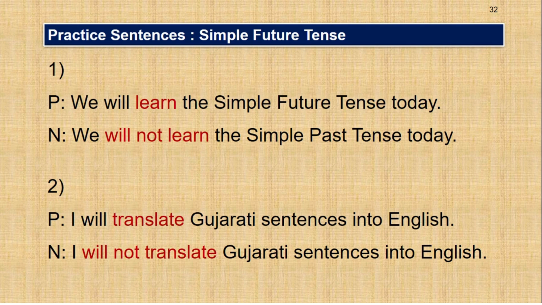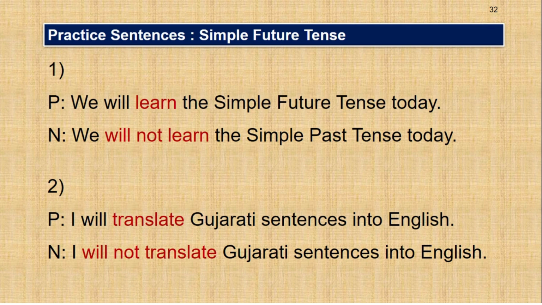So here we have two sentences, guys. Keep writing them down in your notebooks and try to make as many other sentences as you can. The first sentence is: we will learn the simple future tense today, we will not learn the simple past tense today. As always, I try to make negative sentences in such a way that they do not change the meaning of the positive sentences.